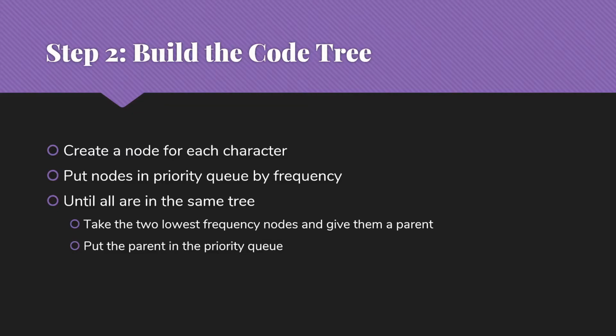Once I have the frequency table, then I need to actually build my code tree. So the basic idea here is that I'm going to start by creating a node for each character.